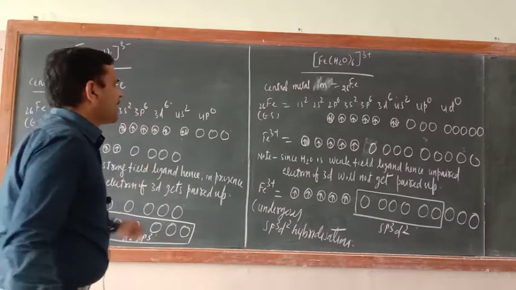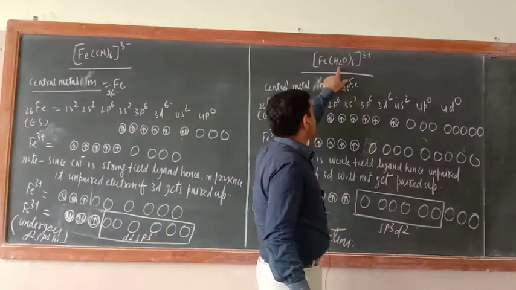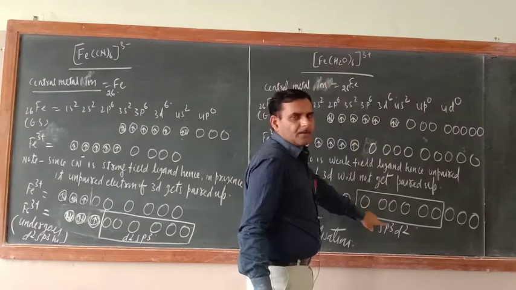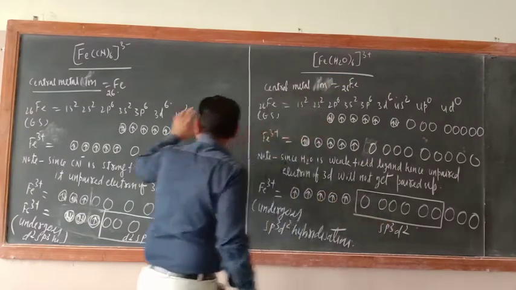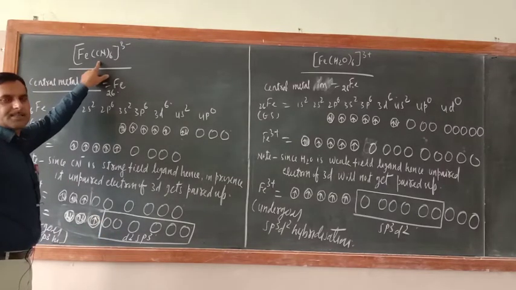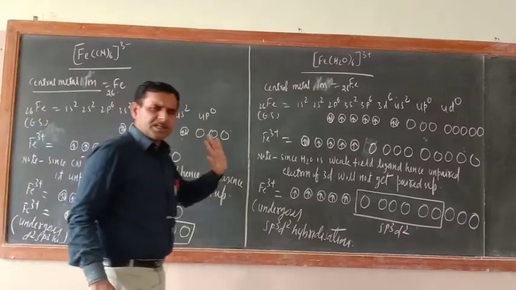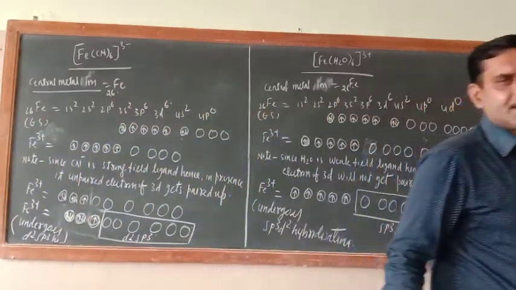Now just see here. In these 6 vacant orbitals, 6 H2O ligands will form coordinate bonds. Here with these 6, cyanide ions will make coordinate bonds. Okay. Now just like the earlier 2 examples.